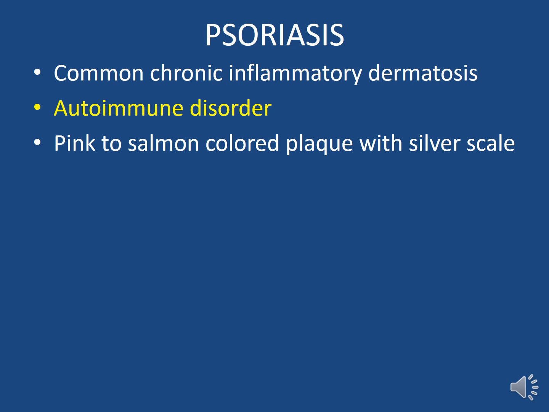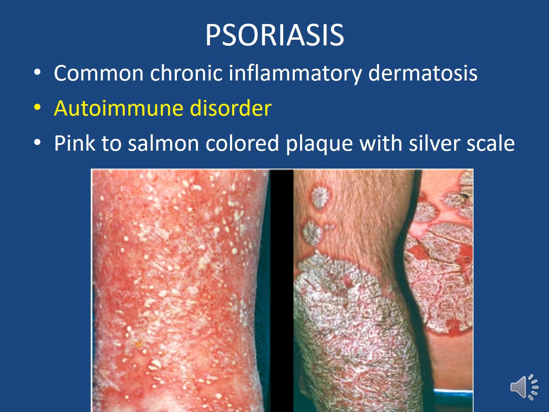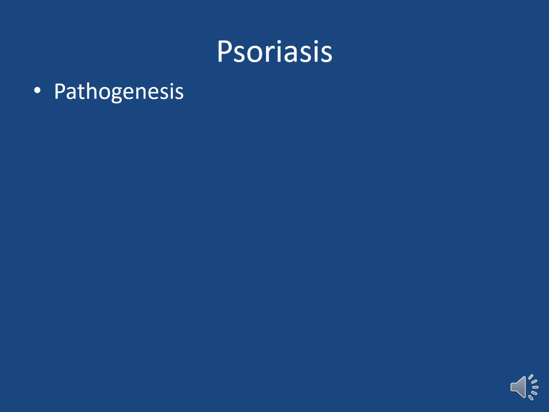Characteristic appearance of the lesions in psoriasis: pink or red colored lesions with silver or white to silver scales. These smaller lesions may become fused with each other to form large, very itchy looking lesions because of the extensive erythema that will develop in psoriasis.